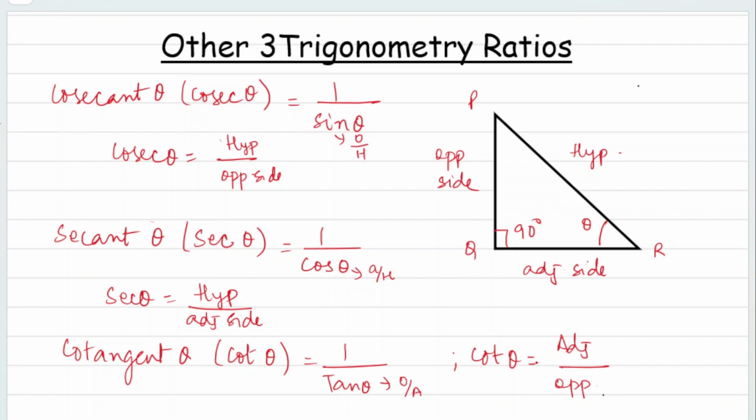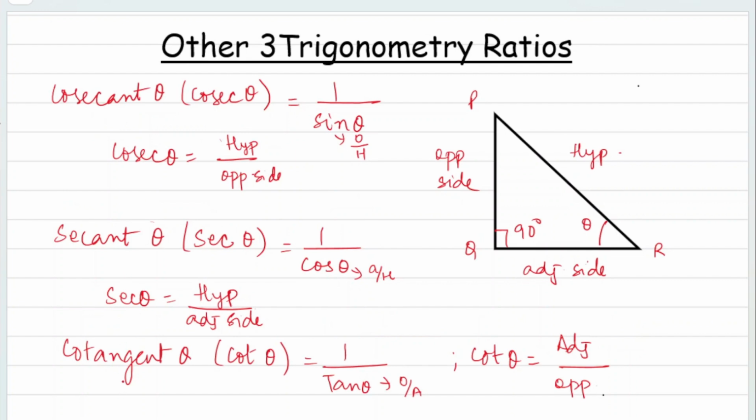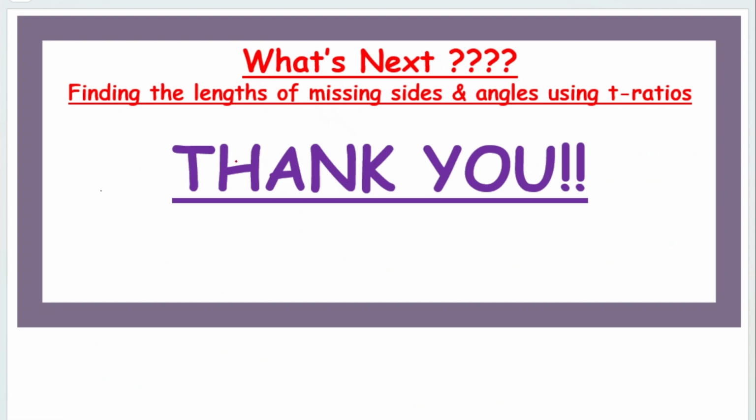There is nothing to memorize for these three ratios, because once you know the primary ratios, sine, cos, tan, we know that these are the reciprocals of sine, cos, tan. So these ratios will follow automatically. Just flip the fraction and you will get these three reciprocal ratios. So that's the foundation of trigonometry. In the next videos, I will use these ratios to find the missing lengths and missing angles, and to find other elements of the right angle triangle.